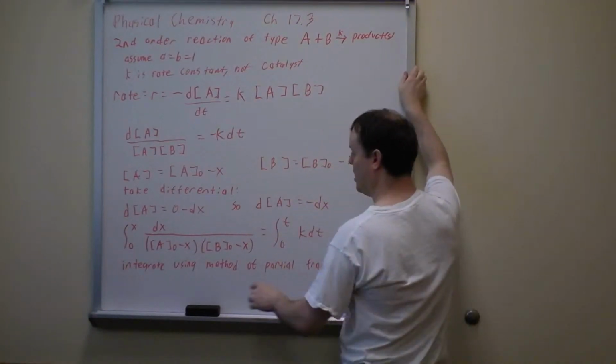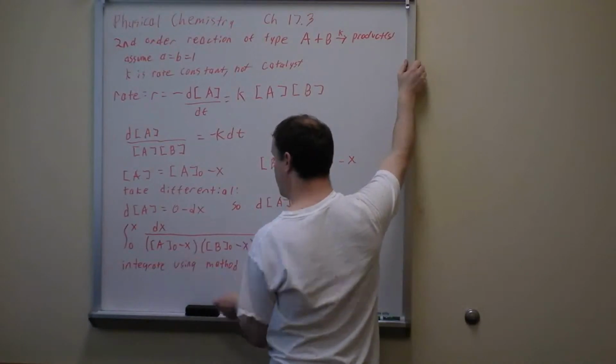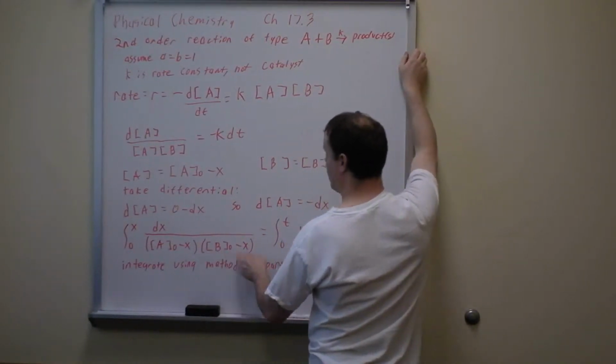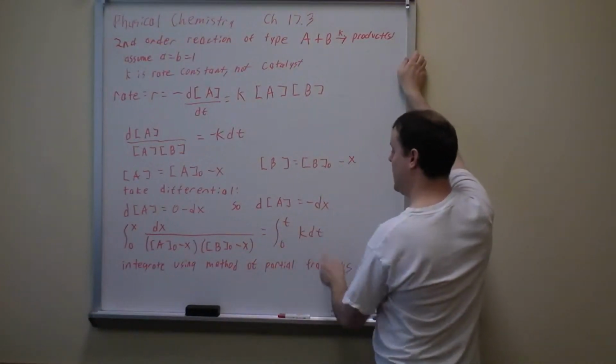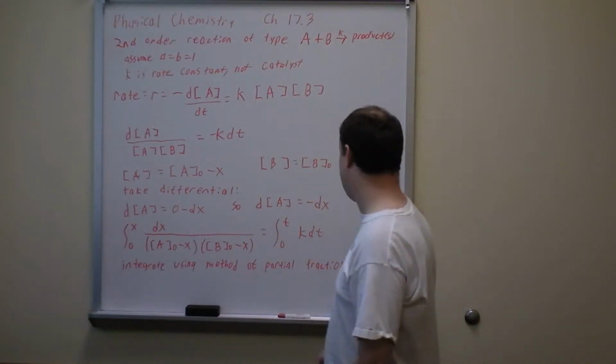Substituting in, we're going to integrate 1 over the initial concentration of A minus x times the initial concentration of B minus x, and that's still equal to the integral from 0 to t of k dt. Now to evaluate this, we're going to use the method of partial fractions.